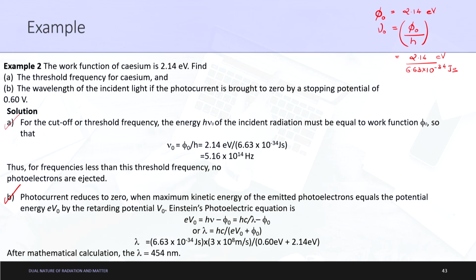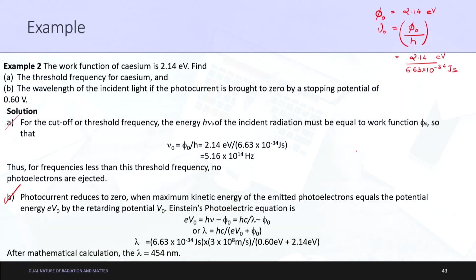The second question asks for the wavelength of the incident light if the photocurrent is brought to 0 by a stopping potential of 0.6 volts. So what they are trying to find out is that wavelength, or let us say frequency, at which the stopping potential is 0.60 volts. As we know, stopping potential is different for different frequencies, so we are just trying to find that value. How to do that mathematically?